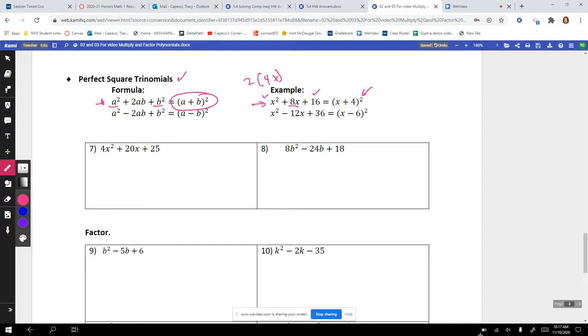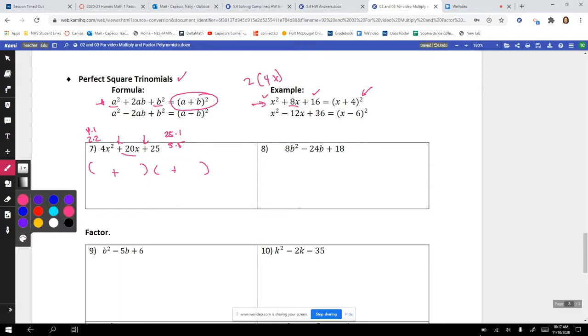Okay, so let's look at number 7. I'm just going to factor it. My signs are the same. They're both positive. I have 4. 4 can be 4 and 1, or 2 and 2. 25 could be 25 and 1, or 5 and 5. I'm looking for combinations that when I add together, I get 20.